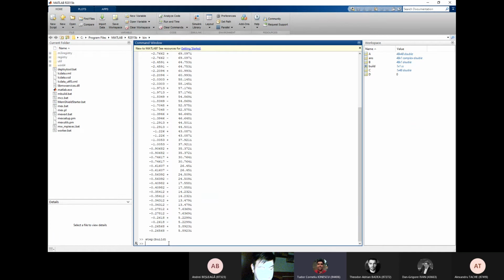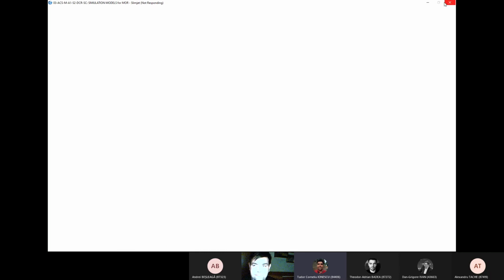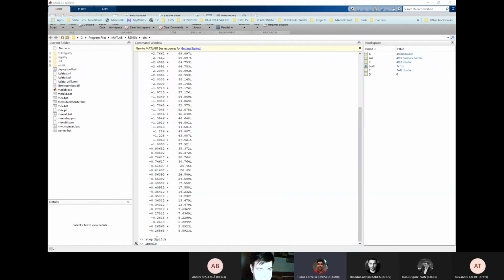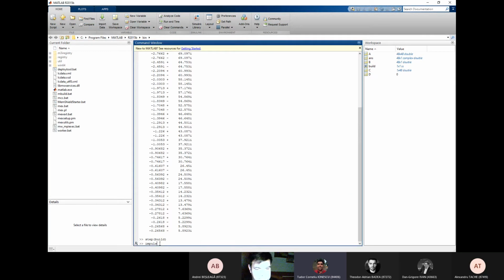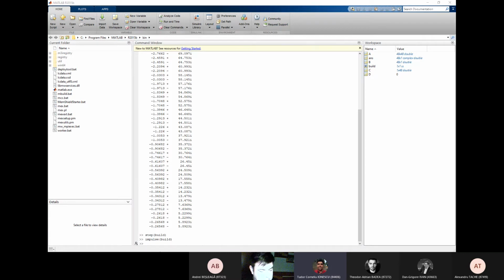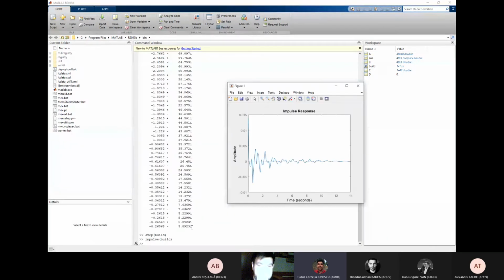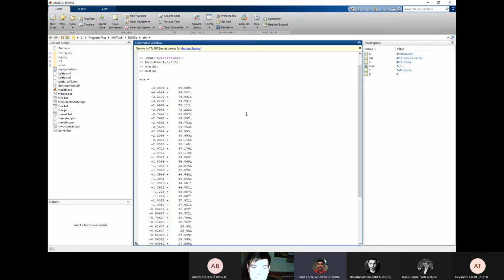Okay. We are going to check the impulse. So if we set an impulse for this building, let's see how it looks like. Let's check the picture. This is how it looks if you give an impulse to the building. Again, the building is a 50th order model.